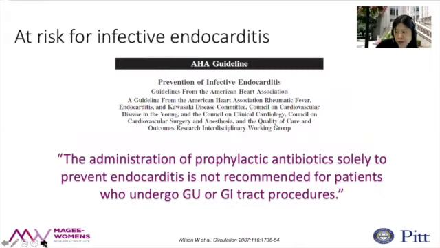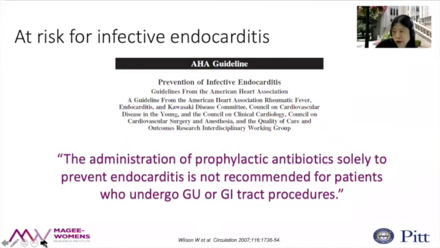For people with cardiac conditions that put them at increased risk for infective endocarditis, the updated guidelines on prevention of infective endocarditis from 2007 now say that, quote, the administration of prophylactic antibiotics solely to prevent endocarditis is not recommended for patients who undergo GU or GI tract procedures. This includes things like colonoscopies.